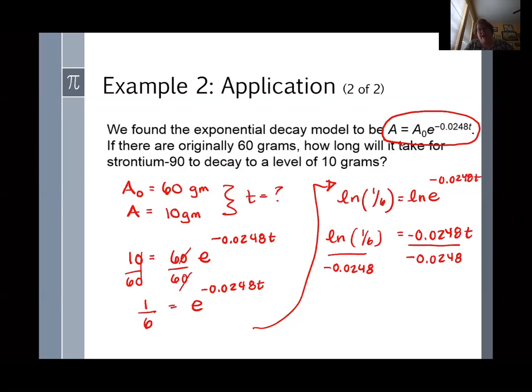Doesn't make sense for time to go backwards. So t is approximately, and I'm going to round this off to the nearest year, 72 years. So it takes approximately 72 years for this element strontium-90 to go from an original amount of 60 grams to an amount of 10 grams.